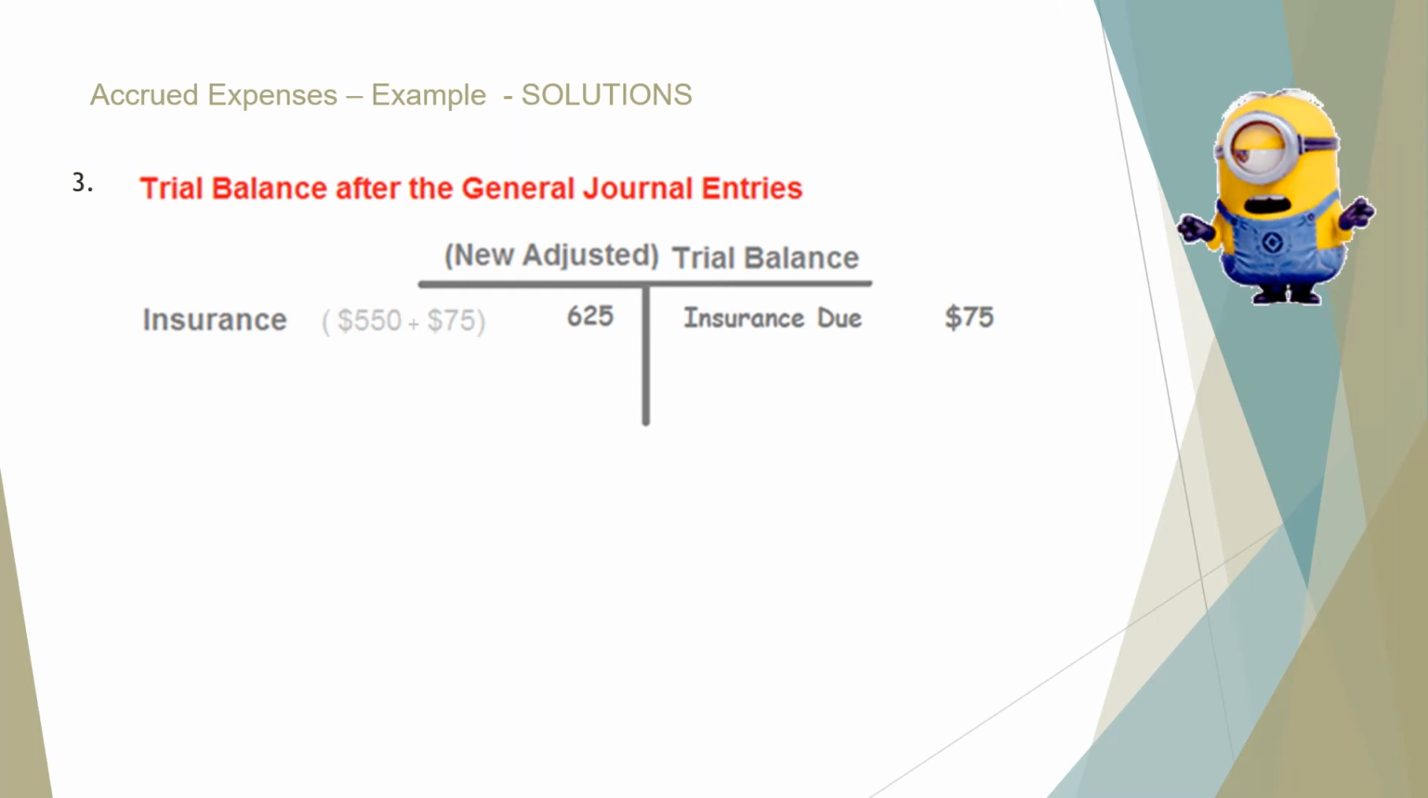While on the other side, it is also increased by $75 when we include our new account, which is called insurance due, $75. So both sides of the trial balance will always be balanced. We have included $75 on the debit side and $75 on the credit side. Therefore, our new adjusted trial balance will remain balanced after this entry.